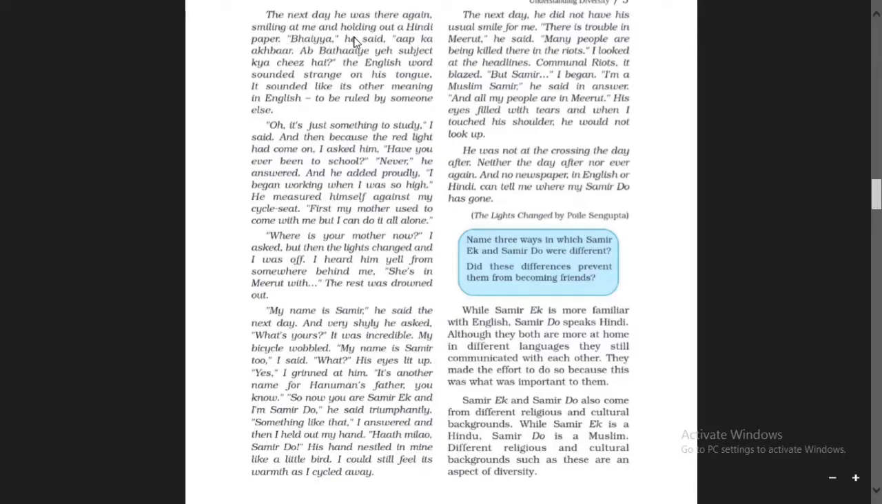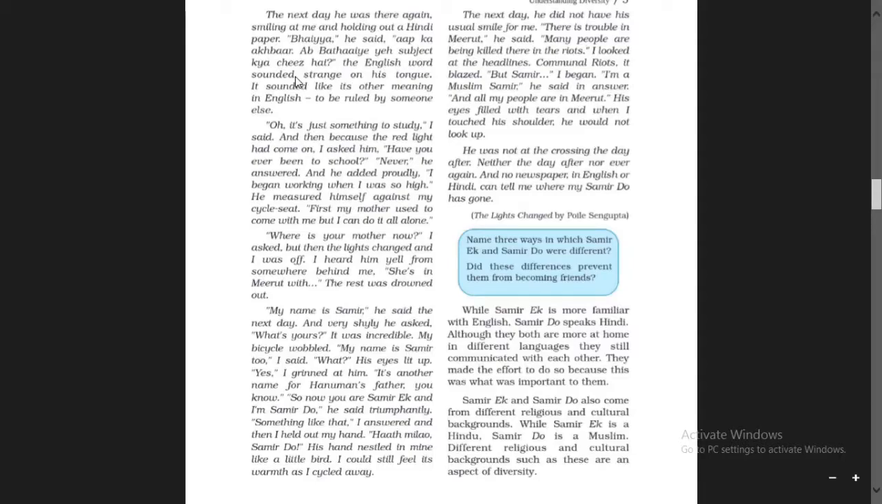"Bhaiya," he said, "Aapka akhbar," your paper is here, by holding a Hindi newspaper. "अब बताइए ये सब्जेक्ट क्या चीज है?" Now these are the Hindi words, boy. Brother, here's your newspaper. Now you tell me, what is the meaning of subject? What thing is subject?